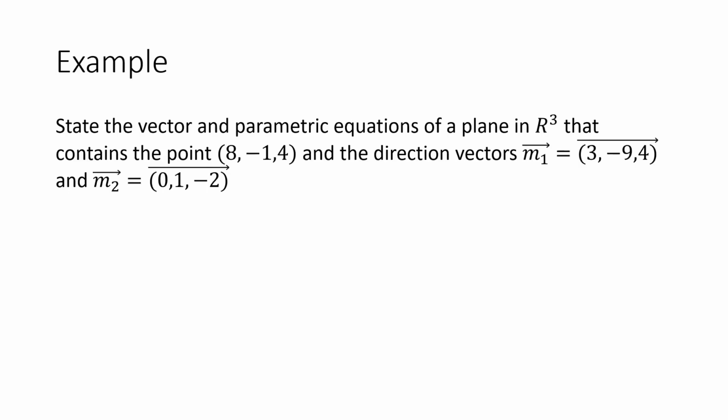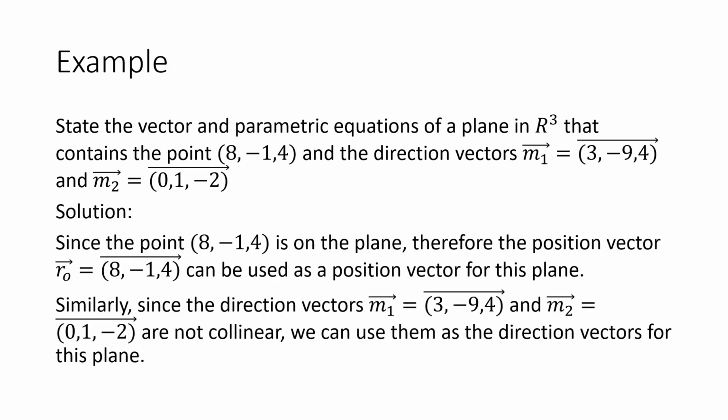That's why it's written in red. So let's state vector and parametric equations of a plane in R3 that contain the point (8, -1, 4) and the direction vectors shown. Since the point (8, -1, 4) is on the plane, the vector (8, -1, 4) can be a position vector for the plane. And since the direction vectors (3, -9, 4) and (0, 1, -2) are not collinear, we can use them as direction vectors for the plane.